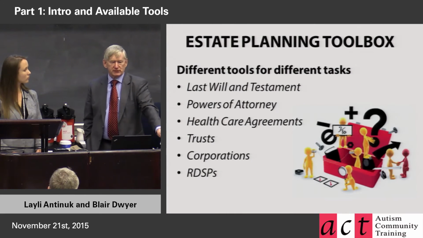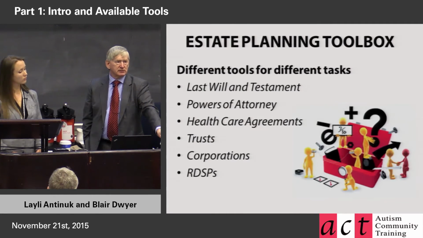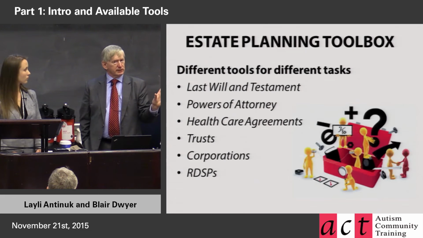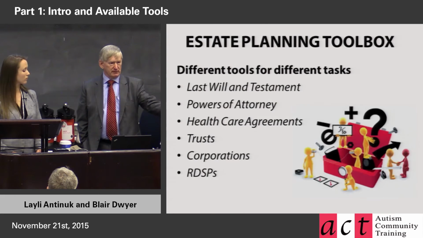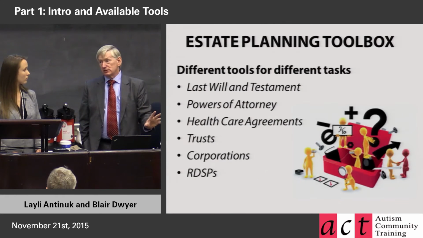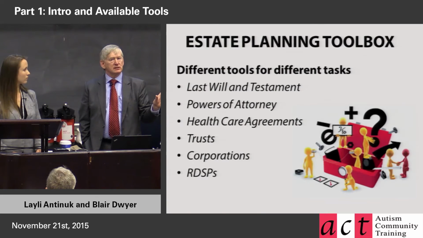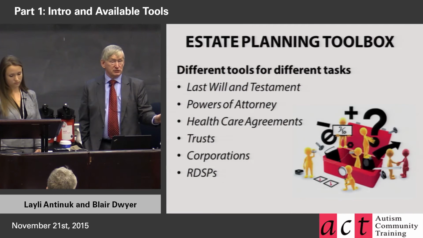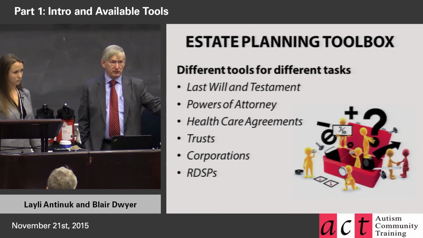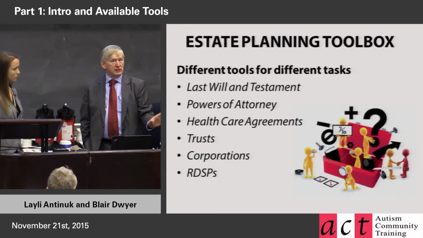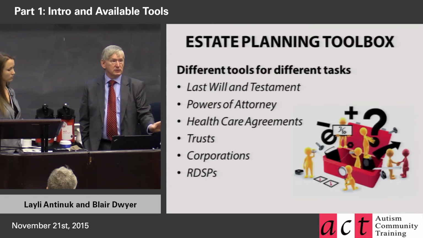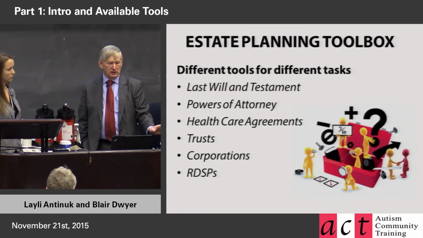So different tools for different tasks. Last will and testament, that's for dealing with what happens after you die. Powers of attorney are for dealing with what happens if you're incapacitated, but you're still alive, because your will doesn't kick in until after you die. So if you can't manage your affairs, you need somebody who can do that for you while you're alive. So you need both of those things.